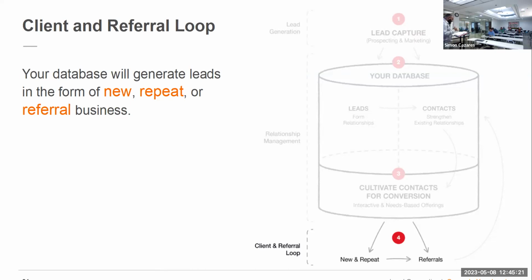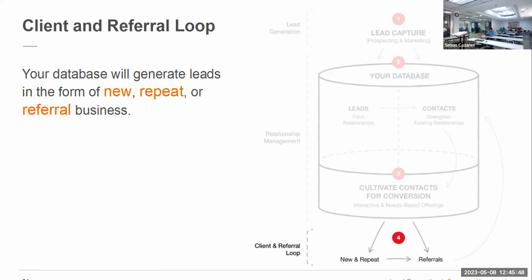The final piece of the model is the client and referral loop. Once the lead is converted to a contact, they can provide either new or repeat business, or they can provide referrals. Why do you think this part of the model is referred to as a loop? You need that repeat business. Yeah, that's exactly it. So, yes, you're right on track.